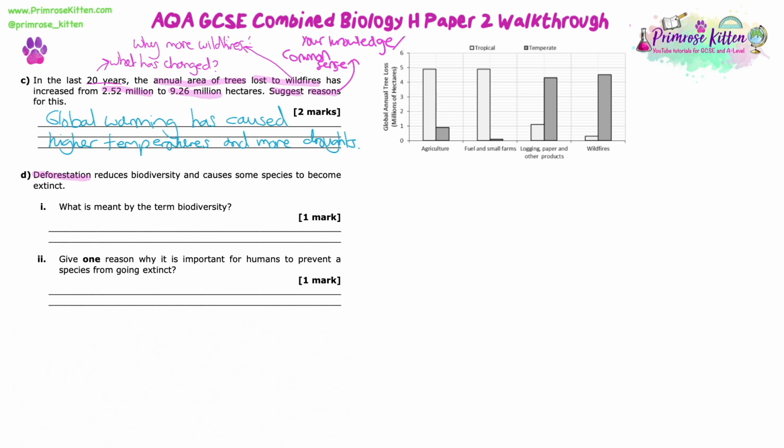Deforestation reduces biodiversity and causes some species to become extinct. What is meant by the term biodiversity? This is just a definition question again, so we just need to be able to define what that word means. So biodiversity is talking about how we measure how diverse, so that means how different, how big of a range of species there are in a specific area or habitat. So it's the number or the range or the variety of different species in an area or habitat.